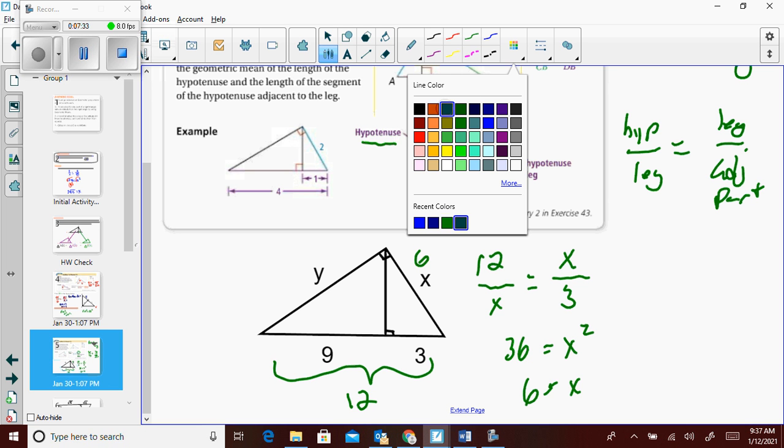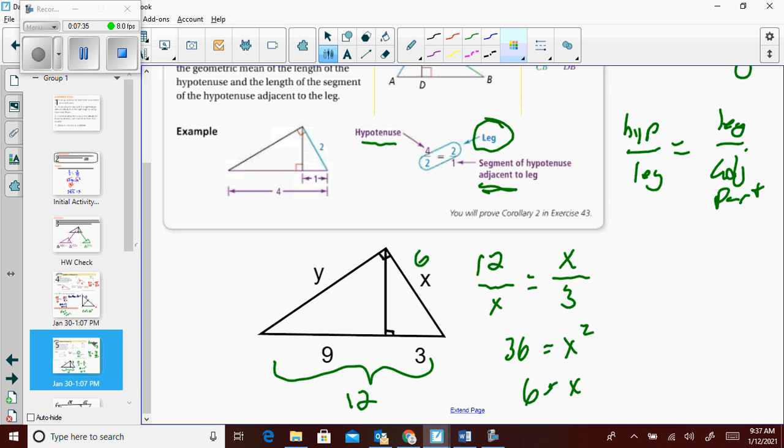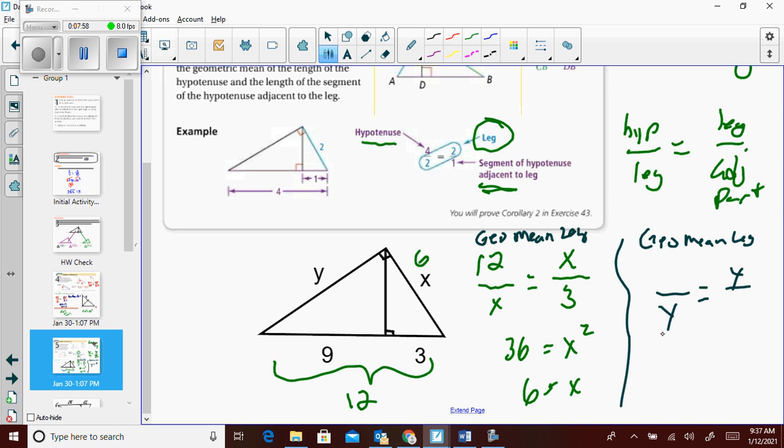Now, yes, I understand you could do the Pythagorean theorem here, but I want you to do the geomean again for y. Hold on, this is geomean leg. Y is my leg. I have the adjacent piece 9 and 12 is the hypotenuse.